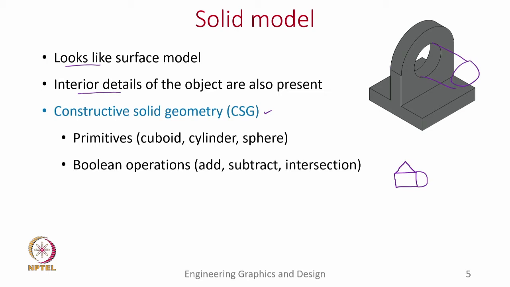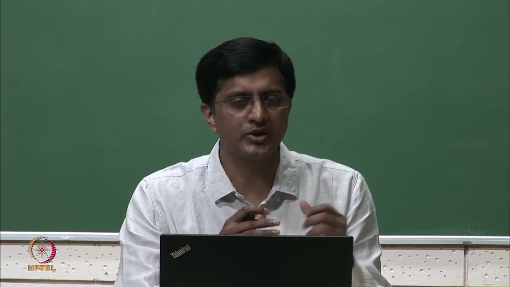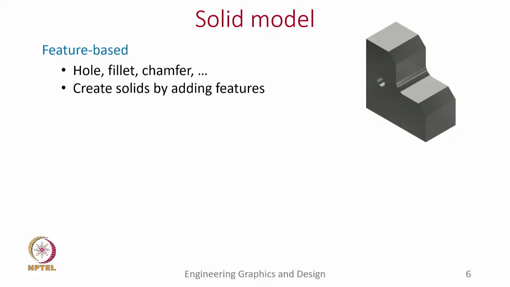So, these are the kind of operations one can make to make slightly complex objects, which are close to the real world objects which we are designing. There are other features of solid modeling which made it more popular and which help us in designing real world objects, such as feature based.